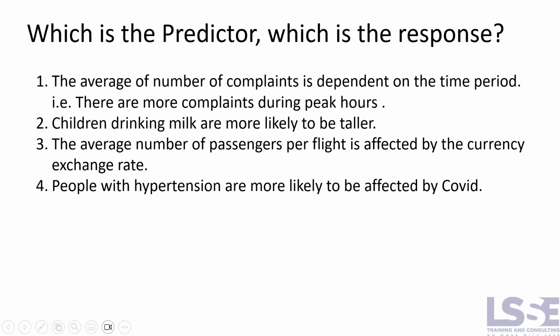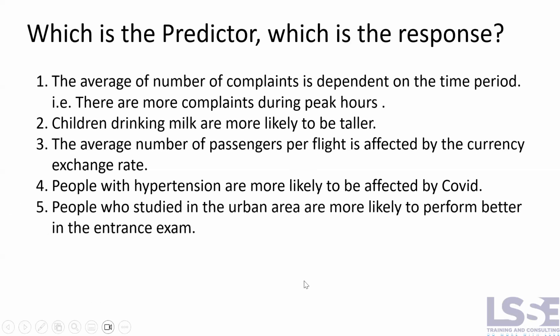People with hypertension are more likely to be affected by COVID. What do you think is the predictor here? If you can type in the response. Okay, yes, hypertension or the presence of hypertension, that is the predictor, and susceptibility to COVID will be your response. People who studied in the urban area are more likely to perform better in the entrance exam. So here the predictor will be where the person has studied, whether it's urban or rural, and the response is the performance in an exam.